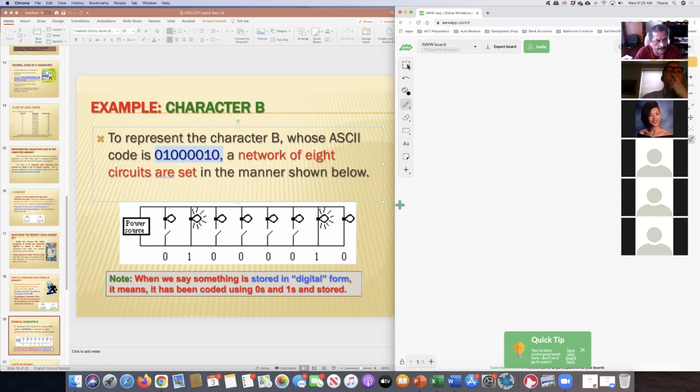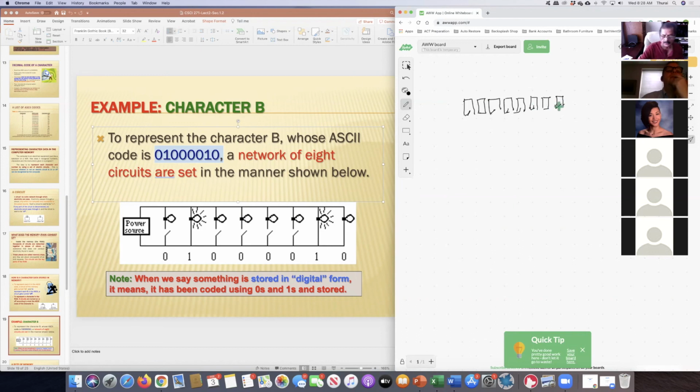So the first circuit is going to be turned off. So turning off, you draw that this way. And then the next one will be on, closed circuit. Next one will be off. So you show that this way. Next one will be off. 4 offs, 4 off and then on. On will be closed circuit. Off will be open circuit.